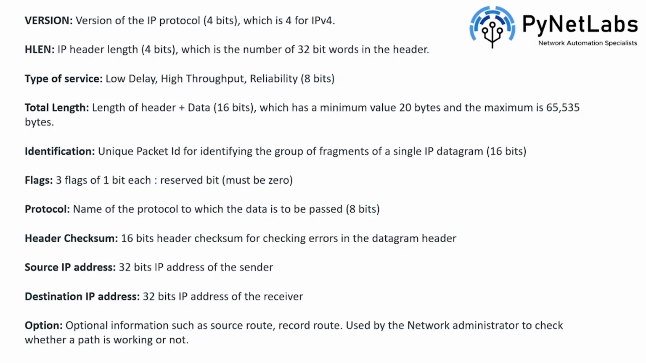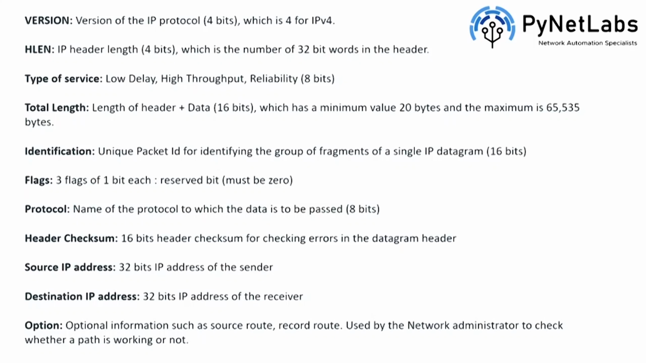Then the next thing we have is h length. This h length means the header length. The header length is a 4-bit field which tells us the length of the IP header. Then the next thing we have is type of service. This is used for quality of service. Using this field, you can prioritize some sort of packets so that they don't have to face latency or get stuck inside the queues.